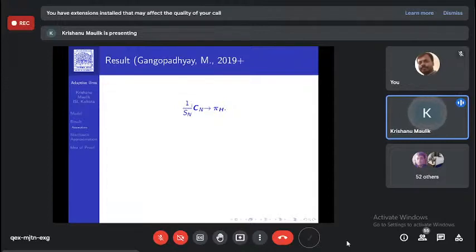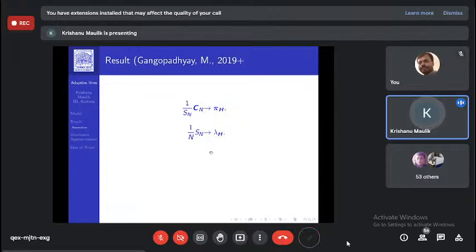And if 1 over Sn becomes a step size, then it's a random step size. And that, in the case of convergence in probability, creates some difficulties. But we managed to show that it converges to pi h. And then we also managed to show that Sn by n converges to lambda h.